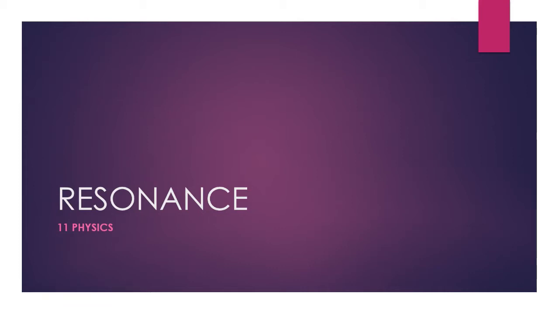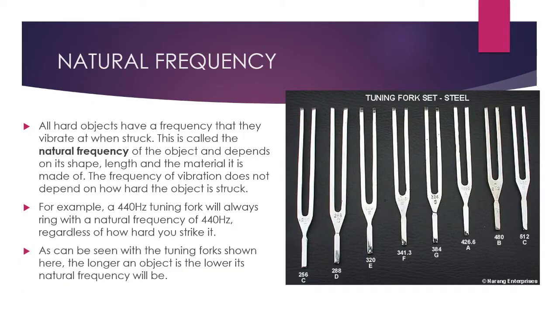So this video lesson will continue our look at waves, and in particular we'll be focusing on the wave phenomenon known as resonance. All hard objects, when you tap them or strike them against the side of something, will vibrate at a particular frequency, the same frequency every time. And that's called the natural frequency of the object. The natural frequency of an object is determined by the shape of the object, its length, and the material from which it's made, but not on how hard you hit it.